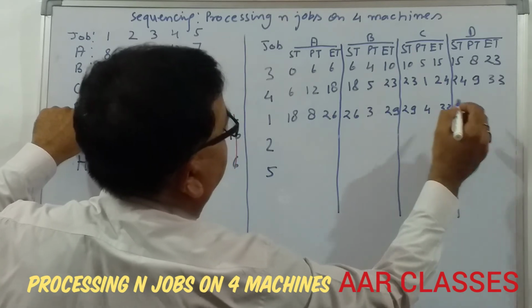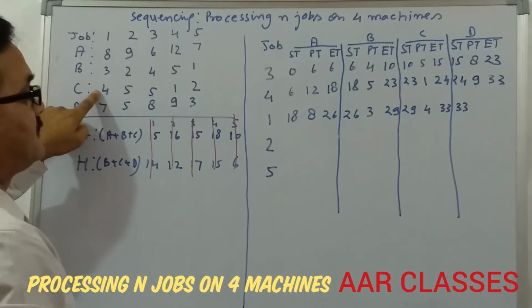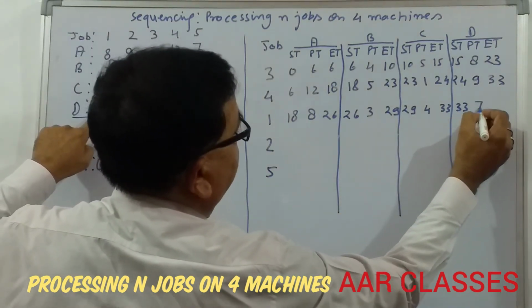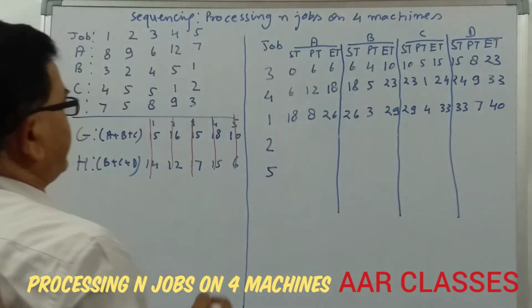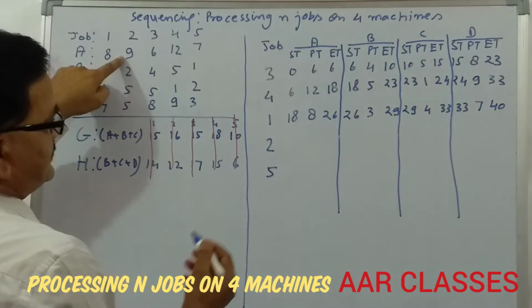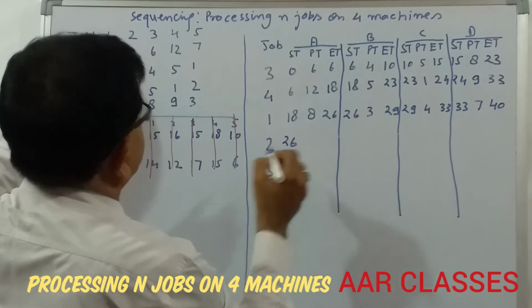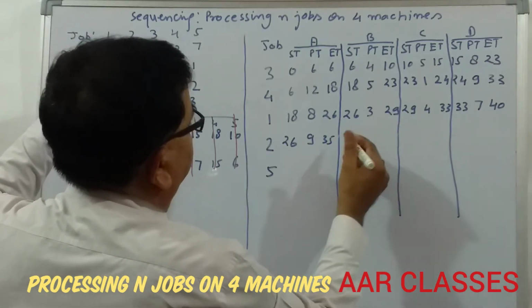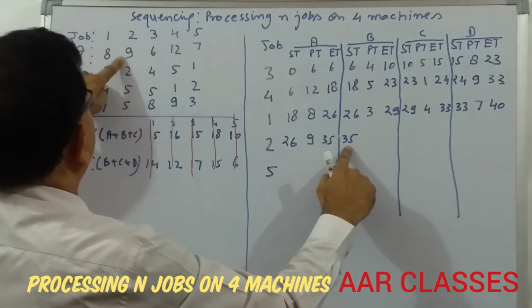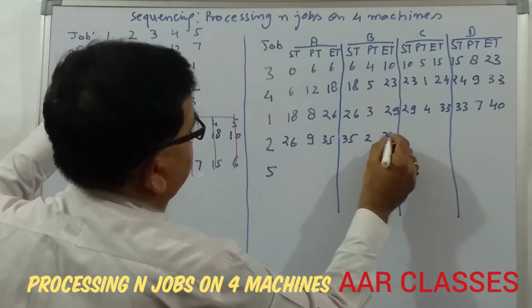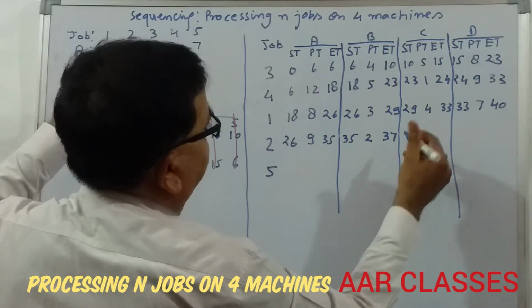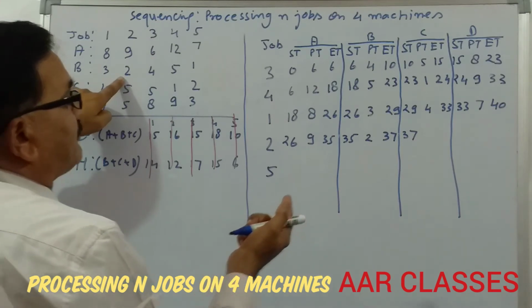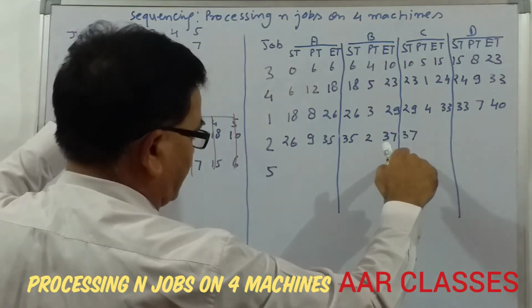So both job and machines are free after 33rd hours. Here the duration of the activity is 7. So it is 40. Next comes job 2. That is starting time is 26. Duration is 9. So here it is 35. 35 and 29, 35 is greater than 29, so starting time is 35, duration of the job is 2, so here it is 37. 37 again is greater than 33, so starting time is 37, because the one which is greater, that will become starting time for the job on next machine.